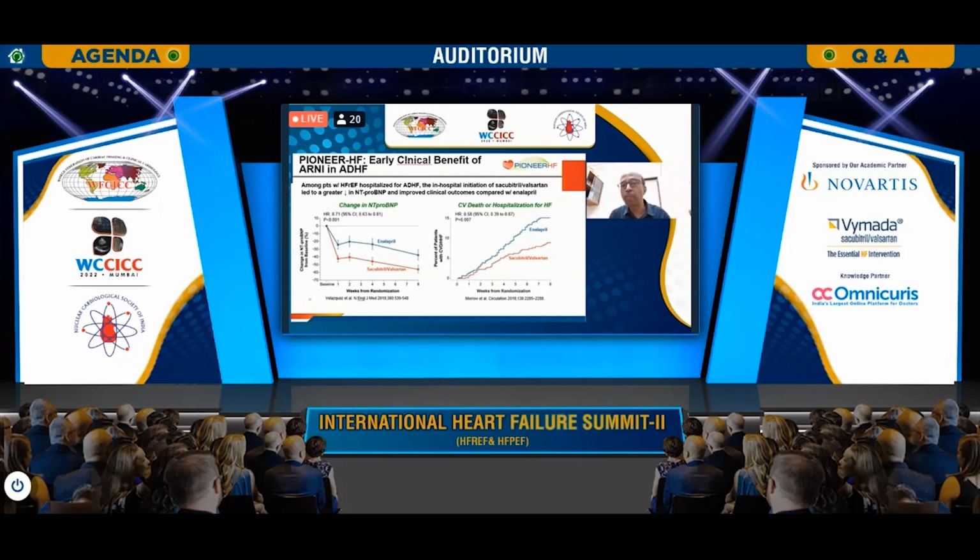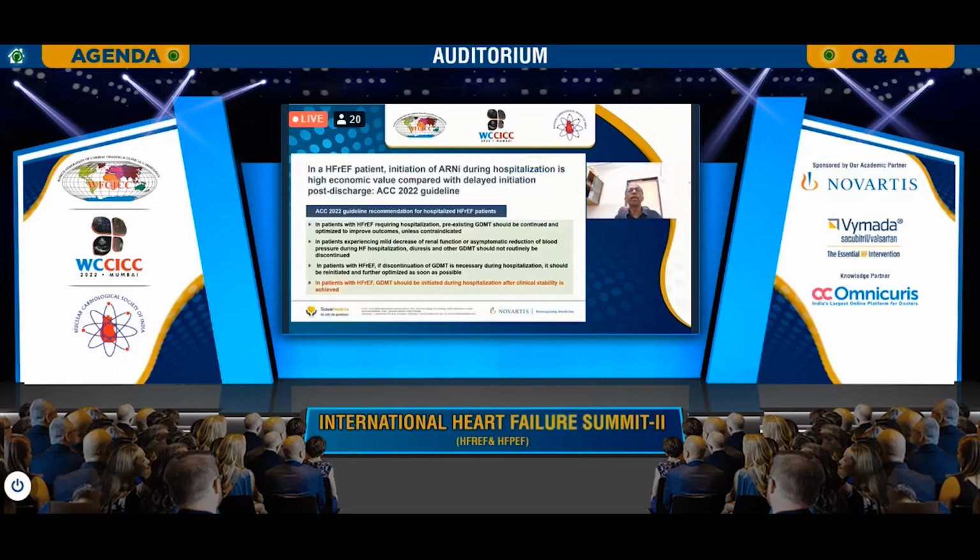And very few therapies in heart failure have shown separation of Kaplan-Meier curves in the beneficial direction, just the way ARNI has shown. So in HFrEF patients, initiation of ARNI during hospitalization is of high economic value compared to delayed initiation post-discharge. So guideline-directed medical therapy should be started during hospitalization after clinical stability is achieved.